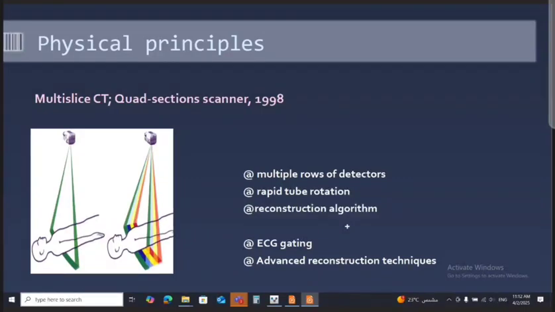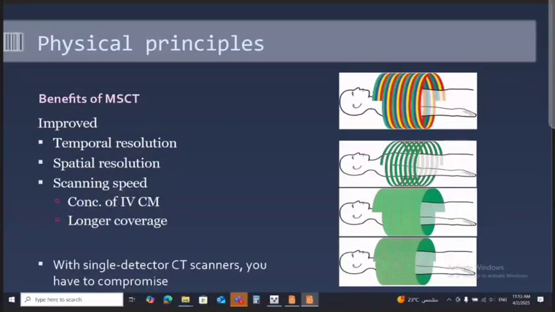And so this allowed us rapid acquisition, and this allowed us to image the coronary arteries, which was impossible before the development of multi-slice CT. The adding factors are the addition of ECG gating and advanced reconstruction techniques. And here CT coronary angiography entered the field of imaging in the CT.